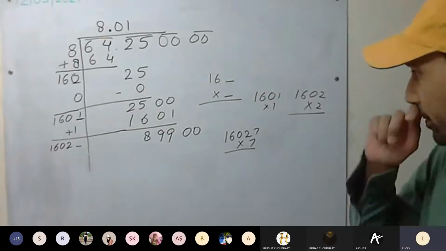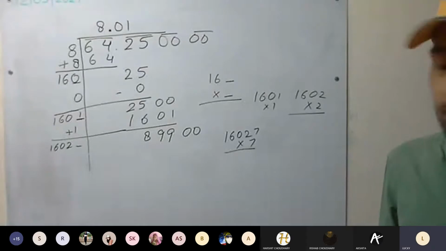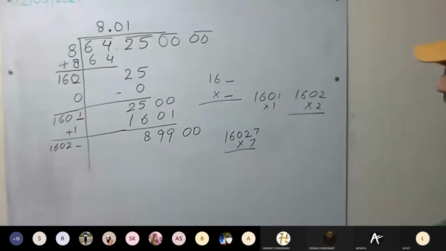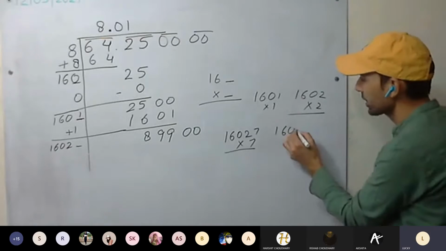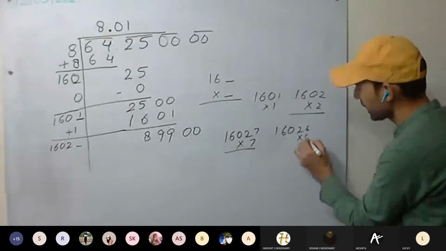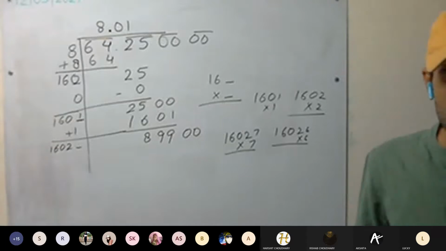Check with 7. Sir, it is going more. Not going. Check with another number, then 6. Sir, it is 1, 6, 0. Sir, 6 into 60 is not going. Okay, check with the next one.